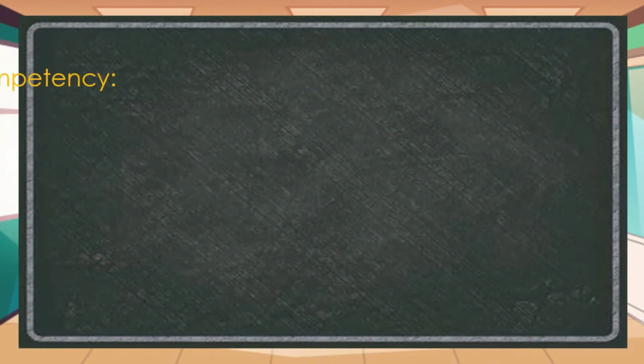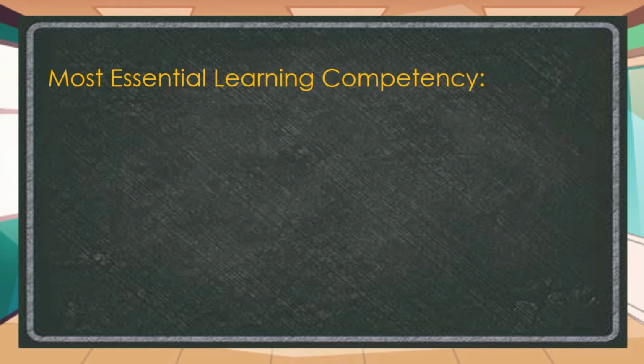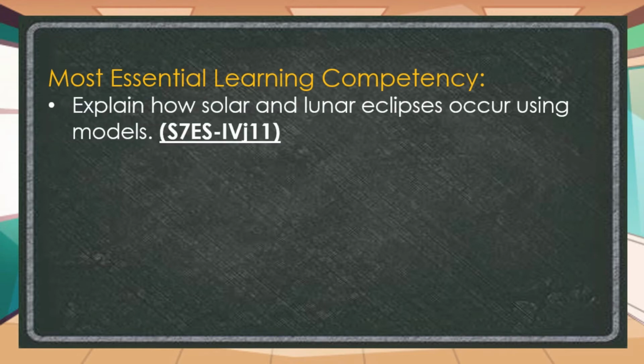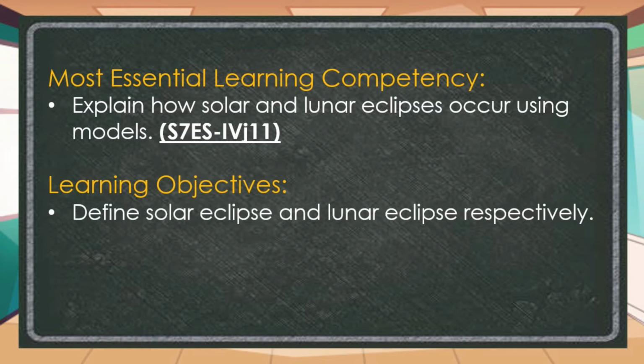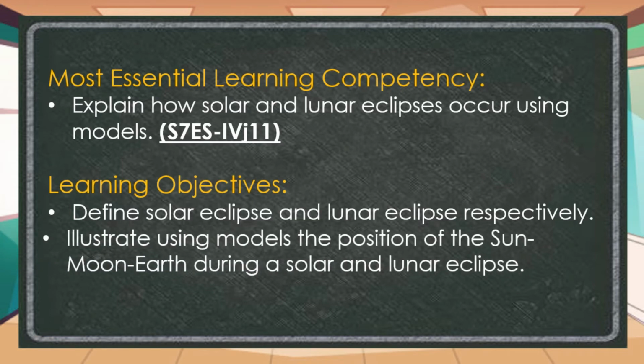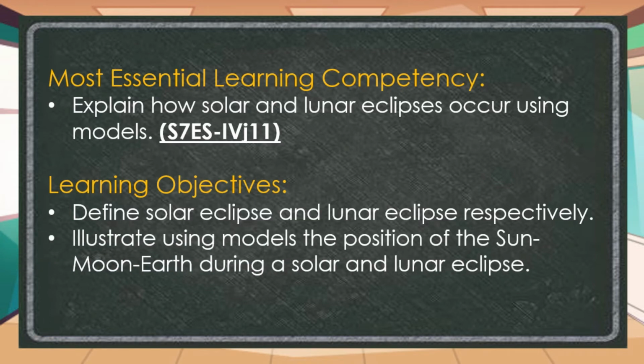For the most essential learning competency, at the end of this lesson, you are expected to explain how solar and lunar eclipses occur using models. And for the specific learning objectives, at the end of this lesson, you are expected to define solar eclipse and lunar eclipse respectively, and to illustrate using models the position of the Sun, Moon, and Earth during a solar and lunar eclipse.